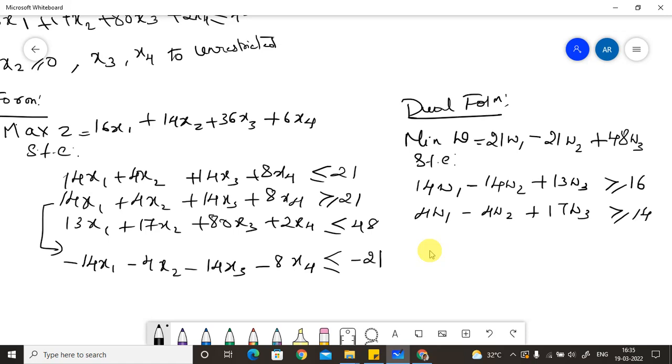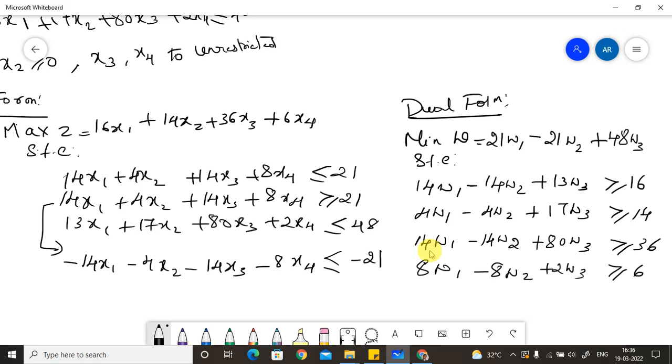Next will be 14w1 minus 14w2 plus 80w3 greater than or equal to 36. The last one is 8w1 minus 8w2 plus 2w3 greater than or equal to 6.